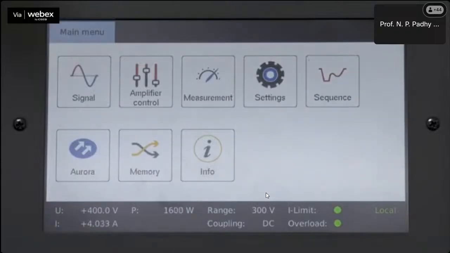Now, moving to the second test case, similar to the previous test case, the power generated by PV and BESS is less than the DC load connected at the DC bus.